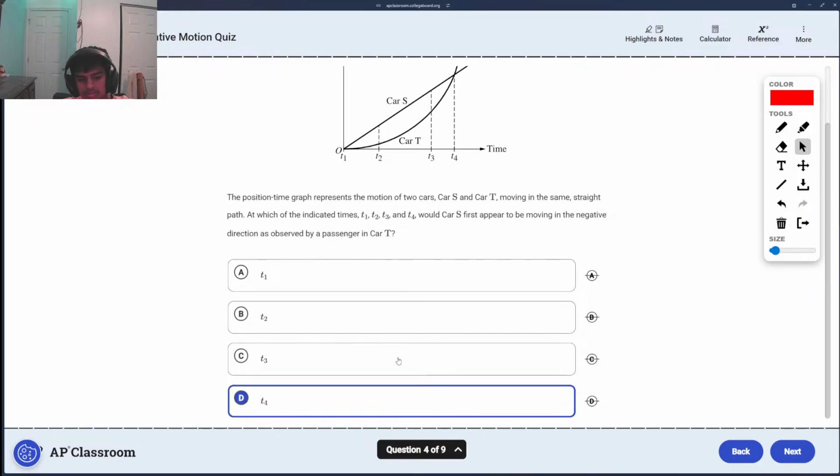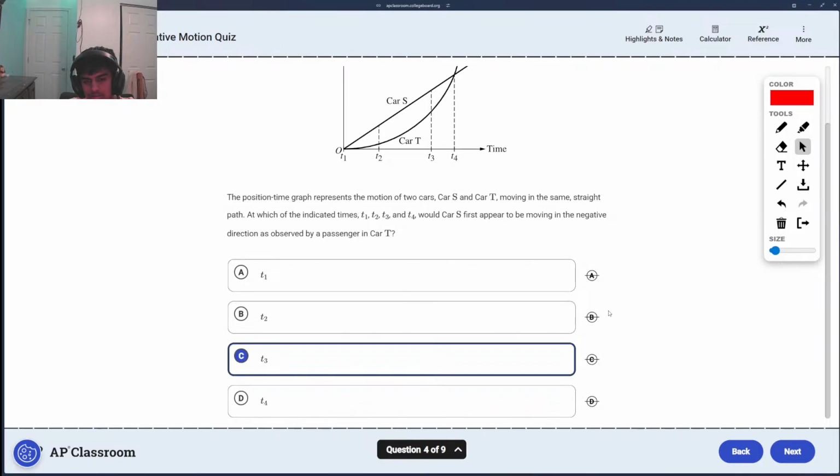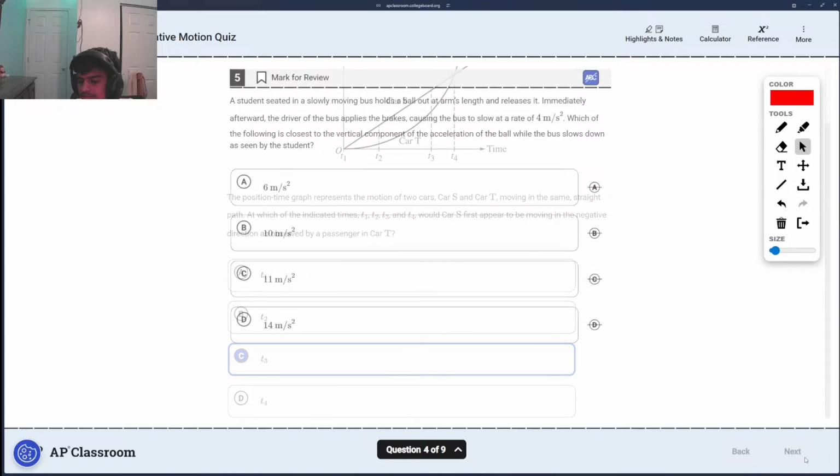Would it be appearing to be moving in a net... if car T is going faster, then the other car looks like it's going slower. But how is it T3? How do you take the derivative at T3 and look at it? How's the derivative at T3 faster? I don't know. It just is. It's definitely after T2, before T4, so T3.